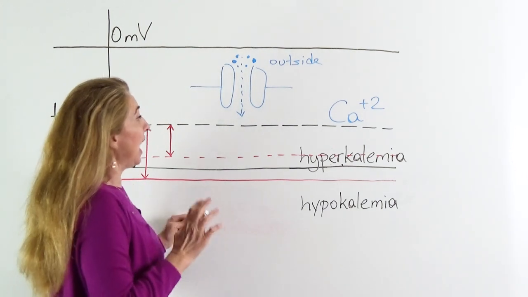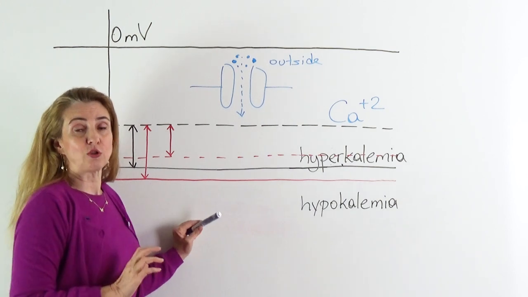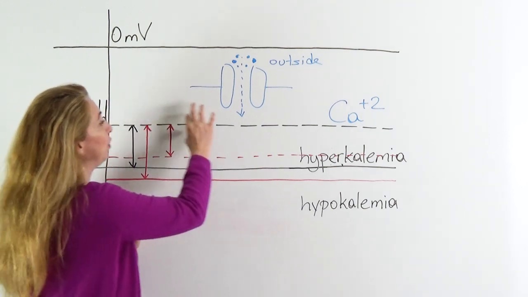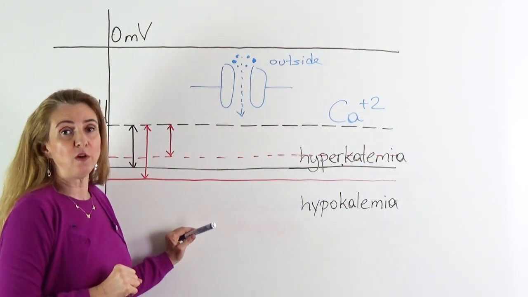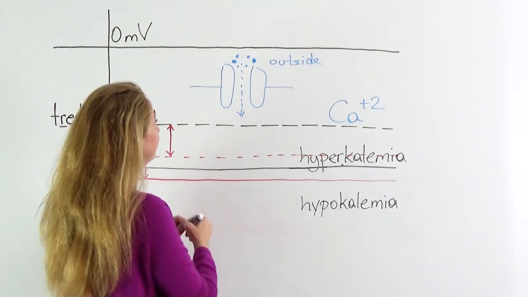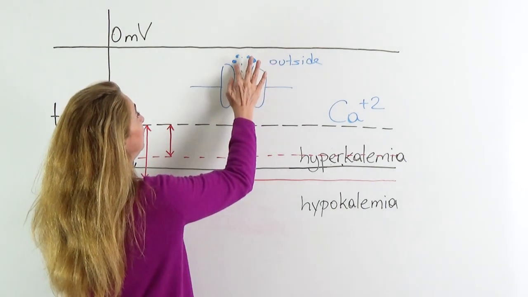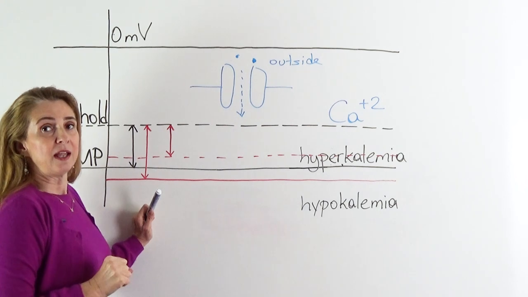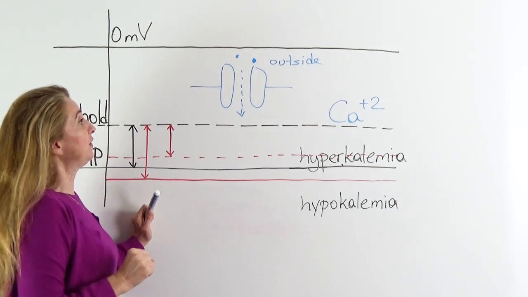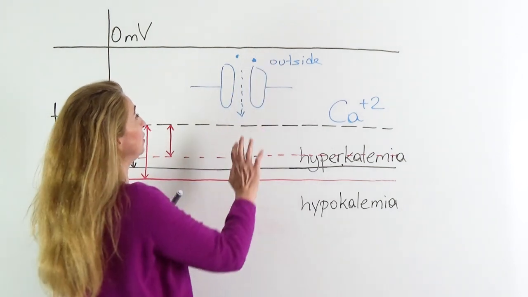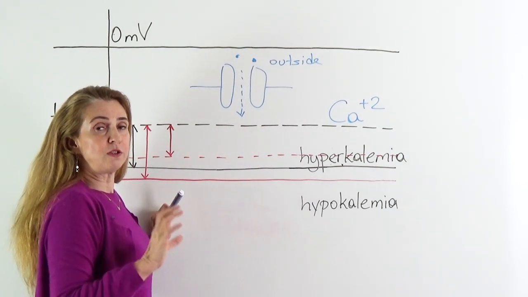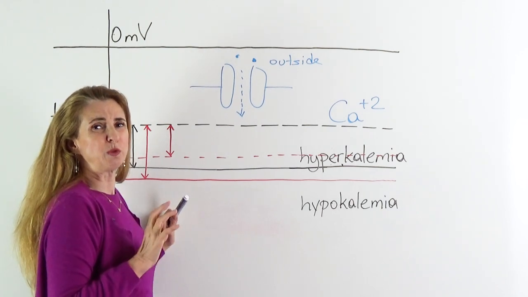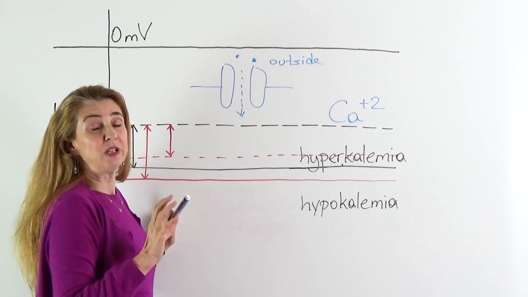So we have a normal level of calcium in our blood, normal calcemia, and we have a normal level of threshold for the opening of voltage-gated sodium channels. If the number of calcium ions around the channel decreases, you are going to have a different effect. The calcium ions are blocking the entrance of the voltage-gated sodium channel, and they are making it more difficult for sodium to pass through the channel into the cell.